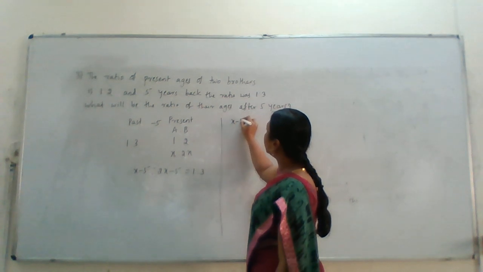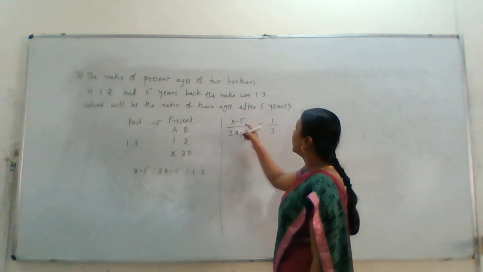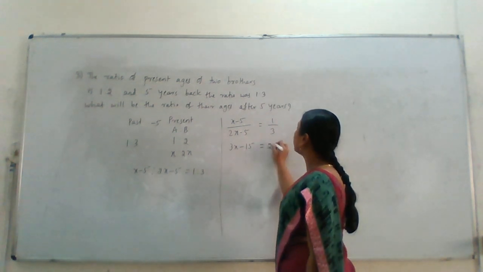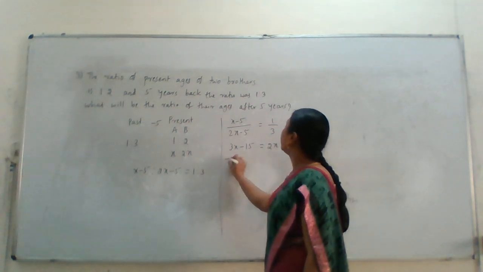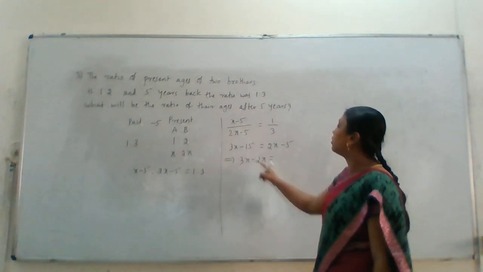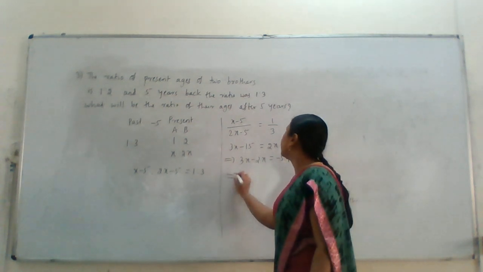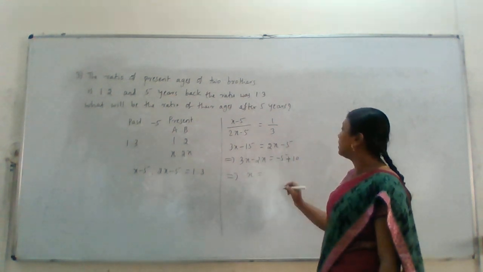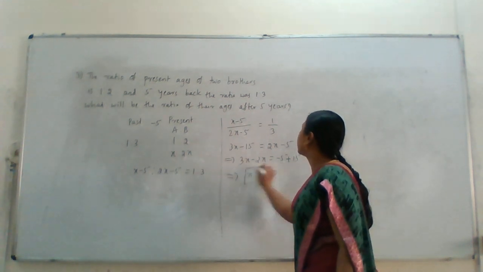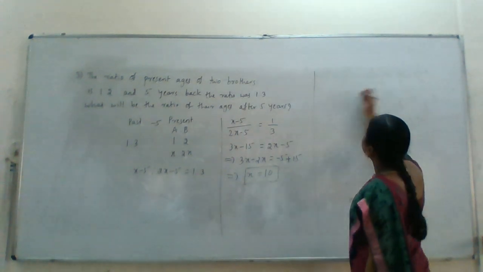So x minus 5 divided by 2x minus 5 is equal to 1 divided by 3. 3 into x, 3x, minus 5 into 3 is 15. 1 into 2x, 2x minus 5. Now this implies 3x minus 2x, take this 2x to the other side, which is equal to minus 5 plus 15. Take it to the other side. So this implies x is equal to 15 minus 5, that is 10. So your x value is what? 10. So you will get x equal to 10.